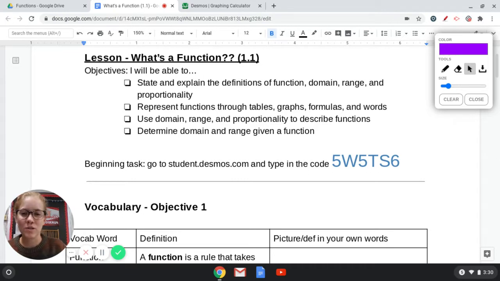Now, online students specifically, this beginning task you do not have to do. This is a Desmos activity that requires two people to be online at the same time. So this will be for in-person students.